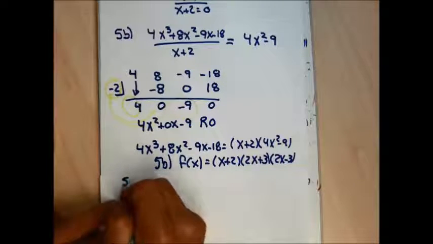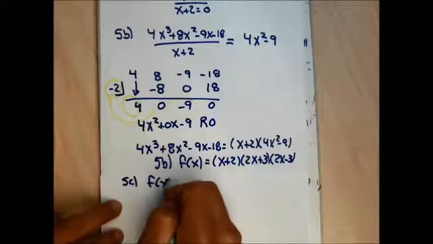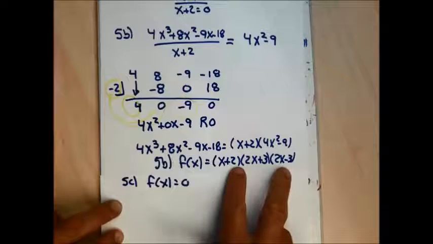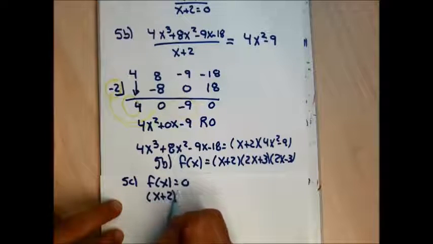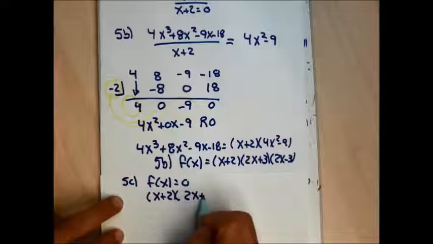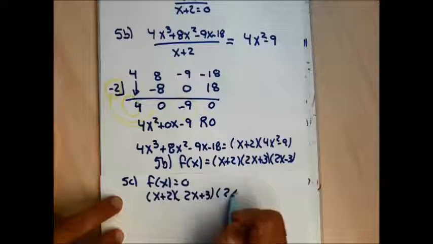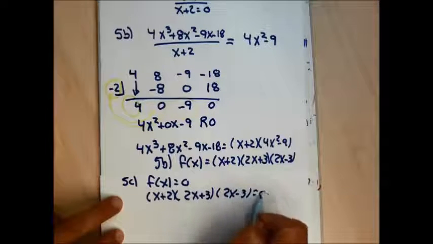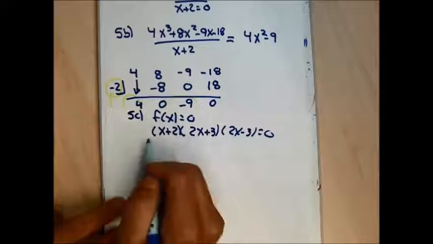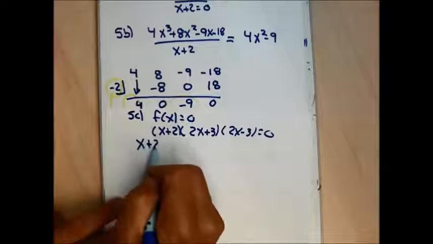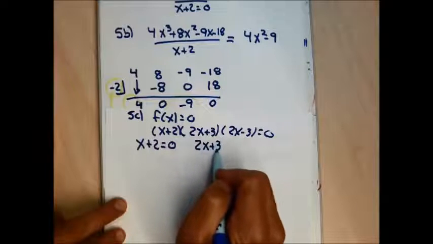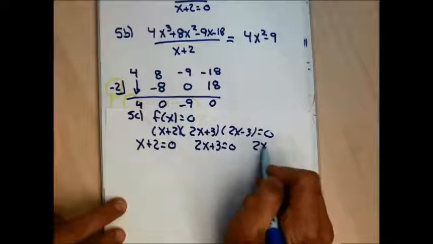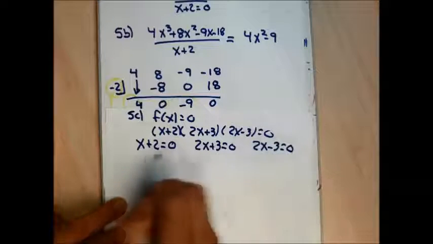5c asks me to solve where f of x is equal to 0. I'm going to take this version of f of x and set it equal to 0. So I'm going to go x plus 2 times 2x plus 3 times 2x minus 3 equals 0. When I set this equal to 0, I just need to go x plus 2 equal to 0, 2x plus 3 equal to 0, 2x minus 3 equal to 0.